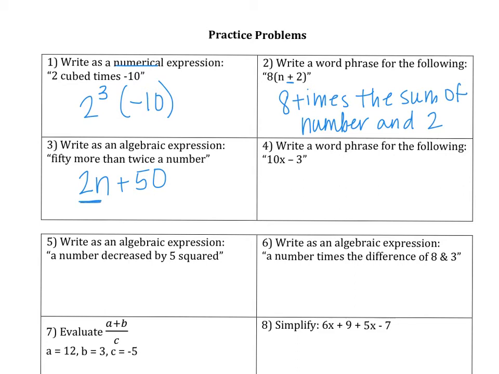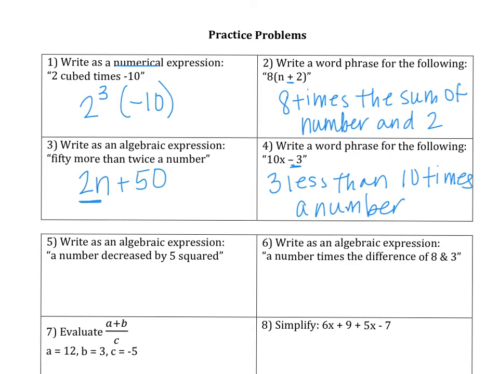Write a word phrase for the following. We'd do it the same way that we did number 3, in that we would put first this right here. So we would say 3 less than 10 times a number. So actually this part would go first when we are writing it out. It's 3 less than this.